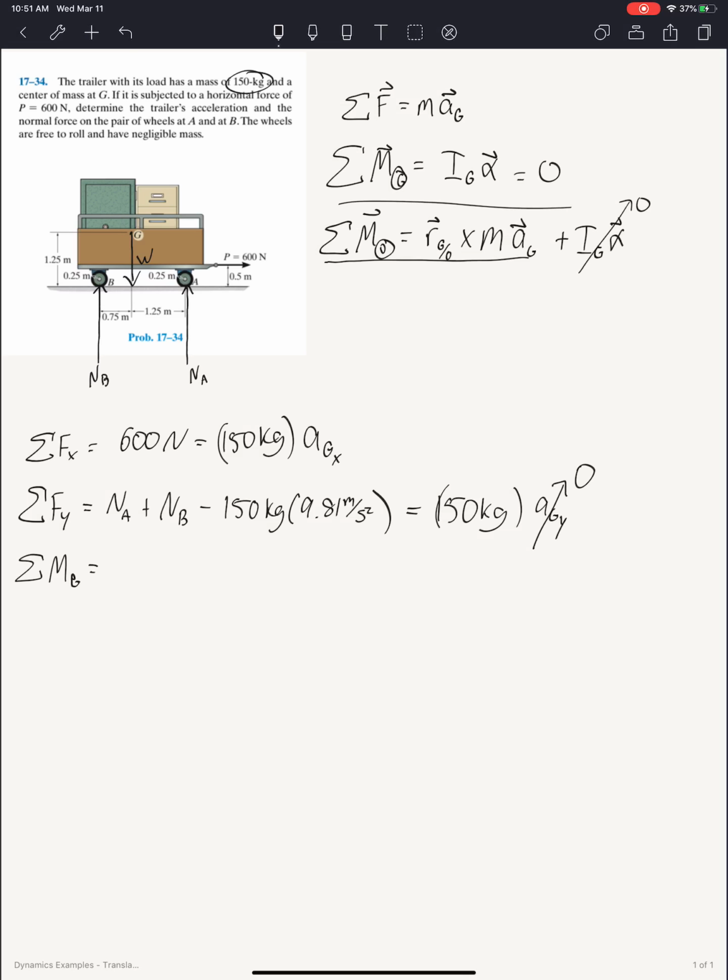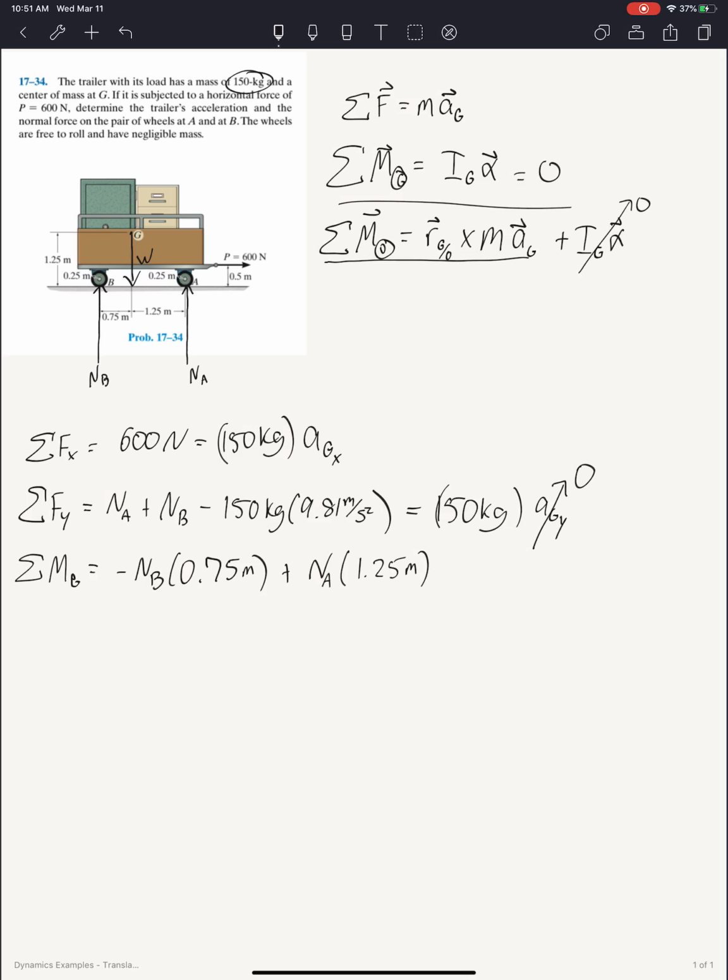I'm using the right-hand rule visually, and you can't see it, so that's useless. About point G, N_B creates clockwise rotation, so I'll say negative N_B. It's a vertical force, so I multiply by the horizontal distance of 0.75 meters. N_A creates counterclockwise rotation, positive. N_A times its distance, which is 1.25 meters.